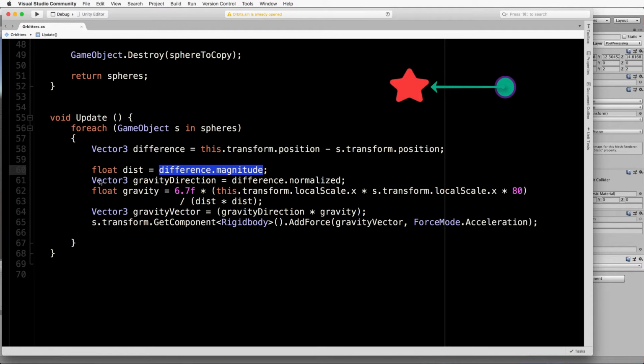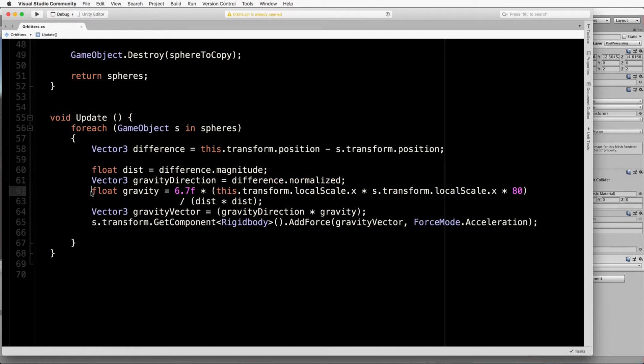Next, we're going to create a gravitational direction vector, and that's going to be equal to our difference that we worked out before, dot normalize, so that we can get a direction that we're traveling in. In this case, the force is going to be pulling the planet towards the sun. Remember, the sun itself doesn't have a rigid body on it, so it's not really going to move around. Next, we calculate what the gravity is.